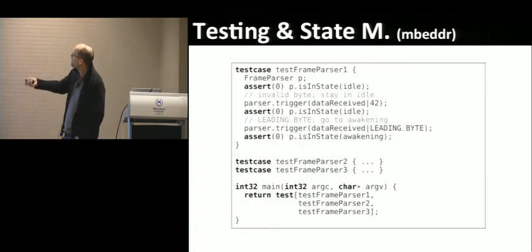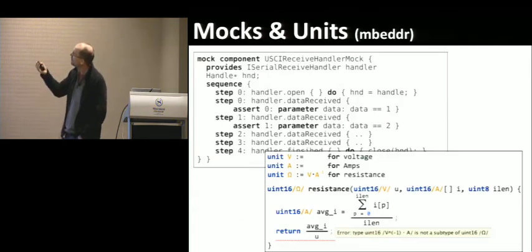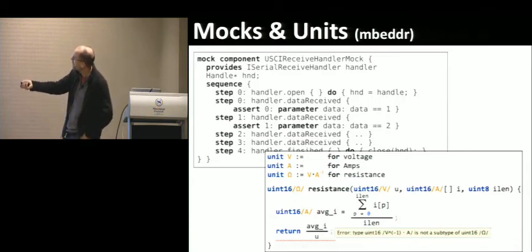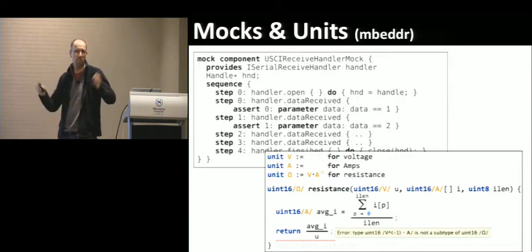Here is a test case that happens to test the state machine we've seen before. You can check whether something is in a given state. You can trigger an event. Here is a mock component we use for testing component-based systems. Here you can specify the expected behavior and then use that mock in the test case, classical mock object kind of stuff.